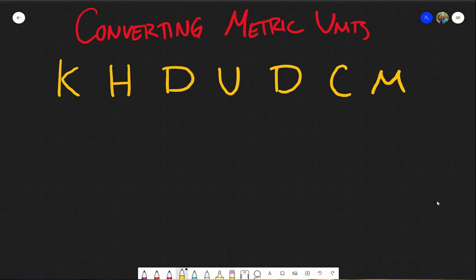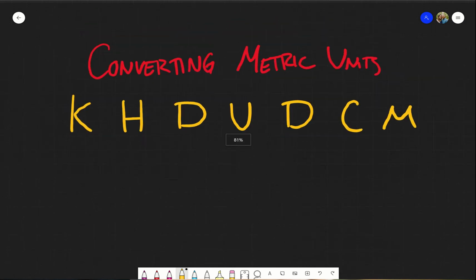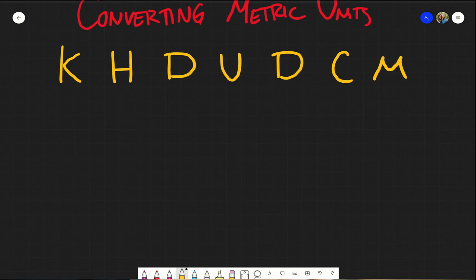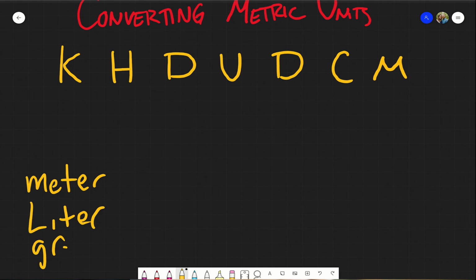Today we're talking about converting metric units. Now, when we talk about metric units, remember those are the ones we call meters, liters, and grams. And those are the three main metric units we use, and we add the prefixes to them to help us know how big or how little the meter, liter, or gram may be.